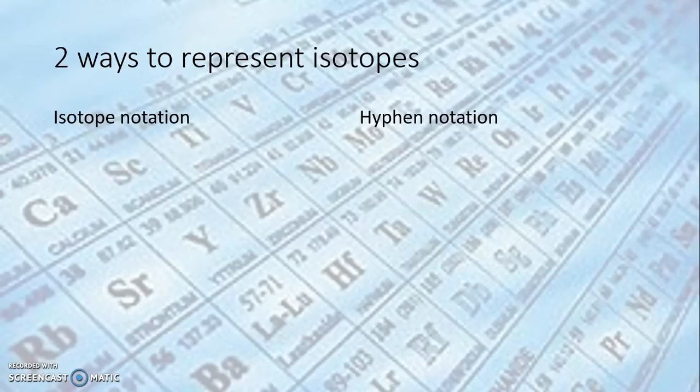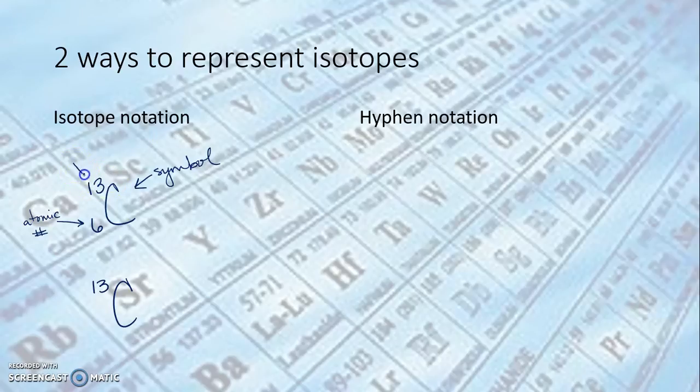All right, so there's 2 ways to represent an isotope. There's one way called the isotope notation, and it would be something like this, 13 and 6. Okay, or you could see it this way. Okay, so here you have the symbol of the element. There's the symbol of the element. You have the atomic number here. And remember from last vodcast that the atomic number is the number of protons.